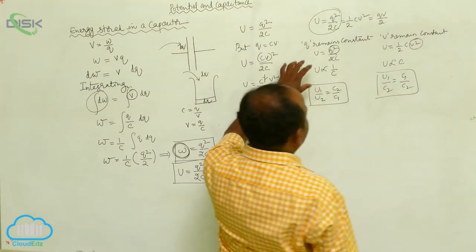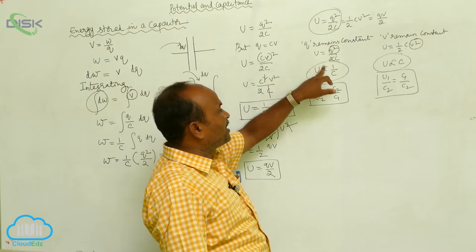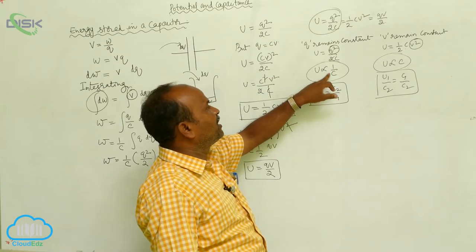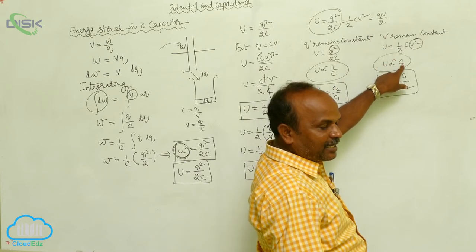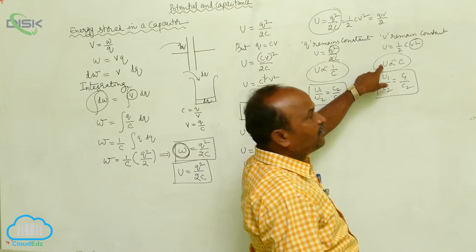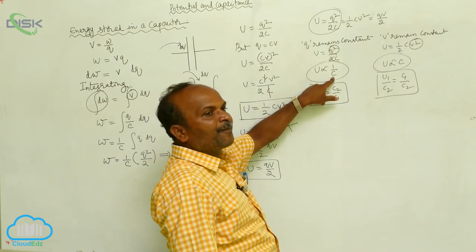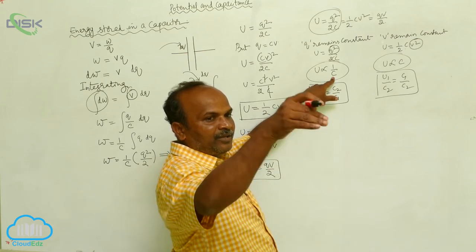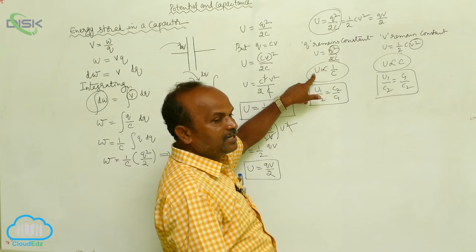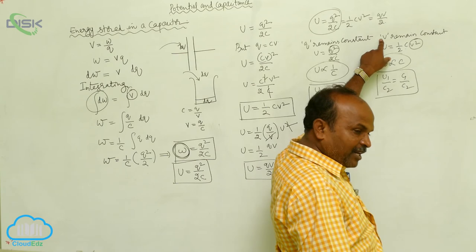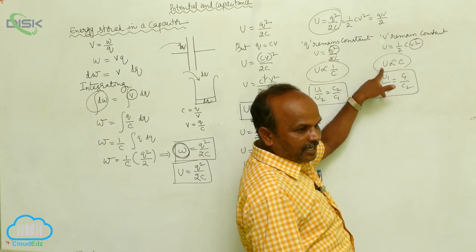Here U is inversely proportional to C in one case and directly proportional to C in the other. As long as the charge remains constant, if capacitance is increased by k times, potential energy is decreased by k times. As long as V remains constant, if capacitance is increased by k times, energy is also increased by k times. Suppose we introduce a dielectric plate: the capacity is increased by k times, so the potential energy is decreased by k times when the charge is constant. When the potential remains constant, potential energy is directly proportional to C.